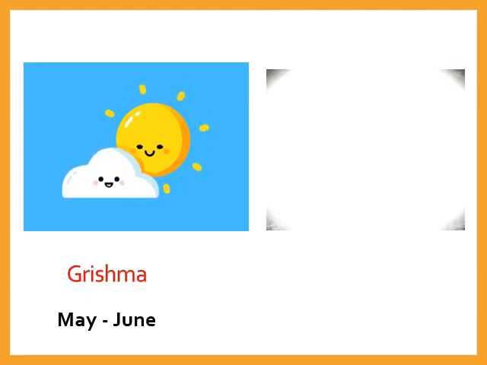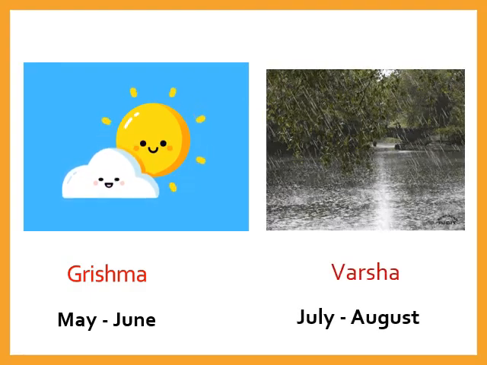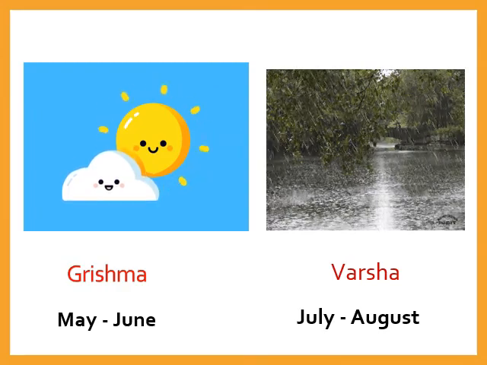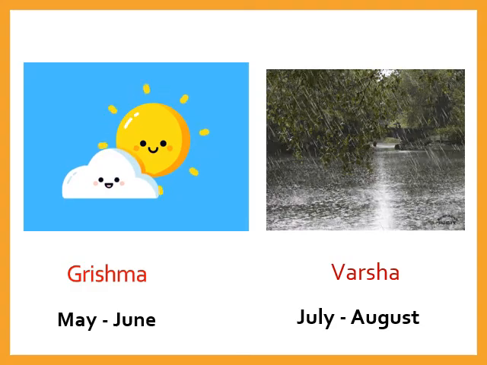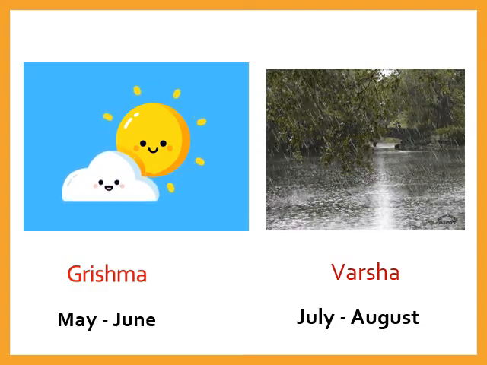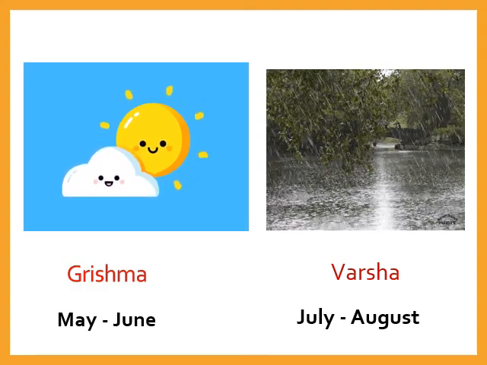The next is Varsha season. Varsha is the rainy season. It starts in the month of July and ends in August. We use umbrellas or raincoats when we go outside.